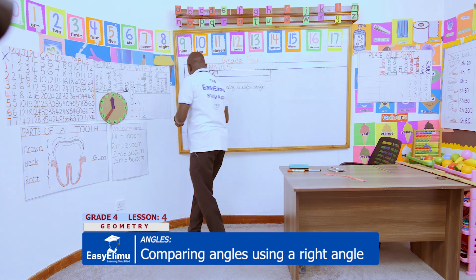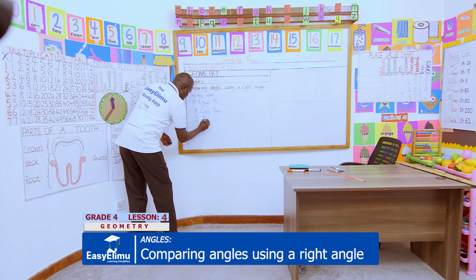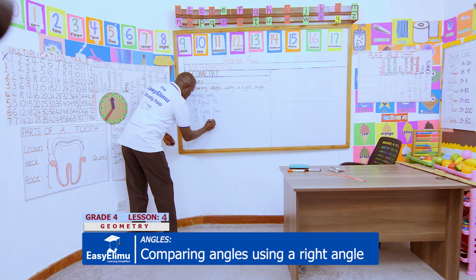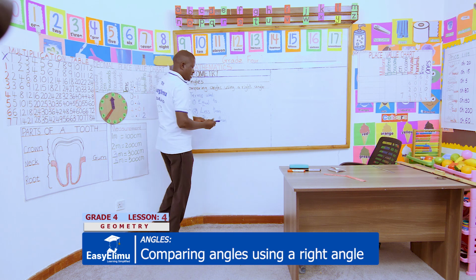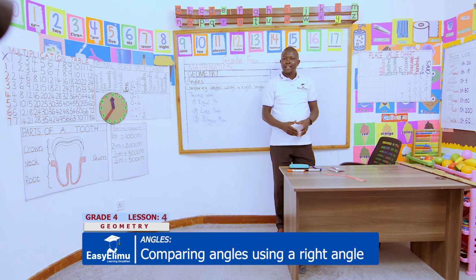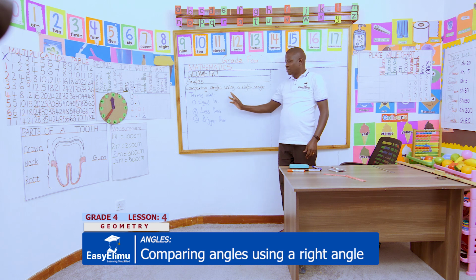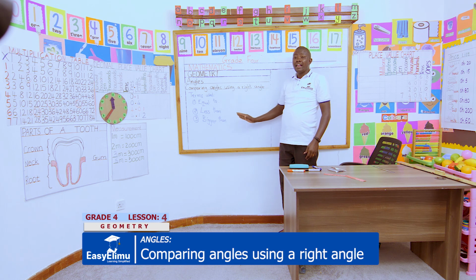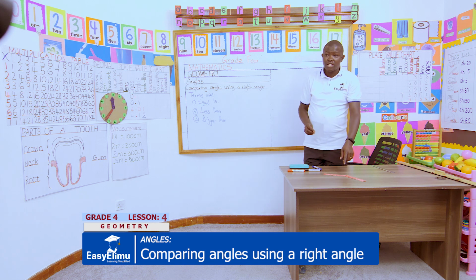So the third term I'll use is bigger than. That is the third term that I've used. Bigger than. Learners, these are the three terms that we will be using. Equal to, less than, and bigger than. Now, in our case, angle C is bigger than this.